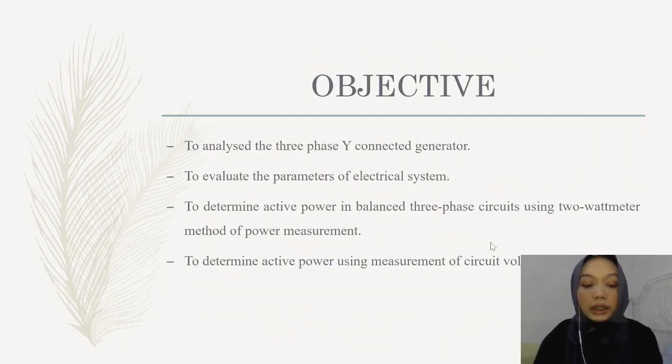As for the objectives, this project aims first to analyze the three-phase Y-connected generator. Second is to evaluate the parameters of the electrical system. Next is to determine active power in balanced three-phase circuits using the 2-wattmeter method. And the last objective is to determine active power using measurement of circuit voltage and current.